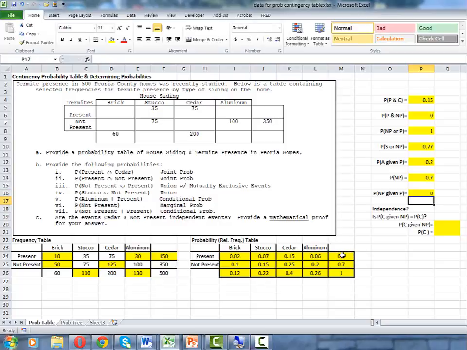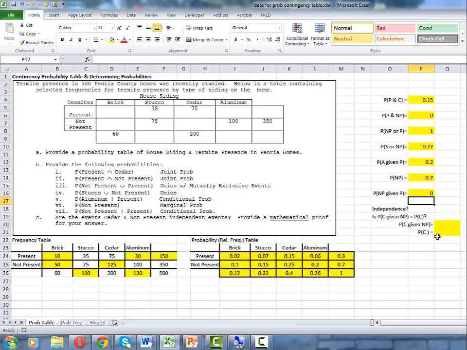So 0 divided by 0.3 is 0. And that should make sense. I know that the house has termites present. What's the probability then that it will be a home that doesn't have termites present? Obviously 0.